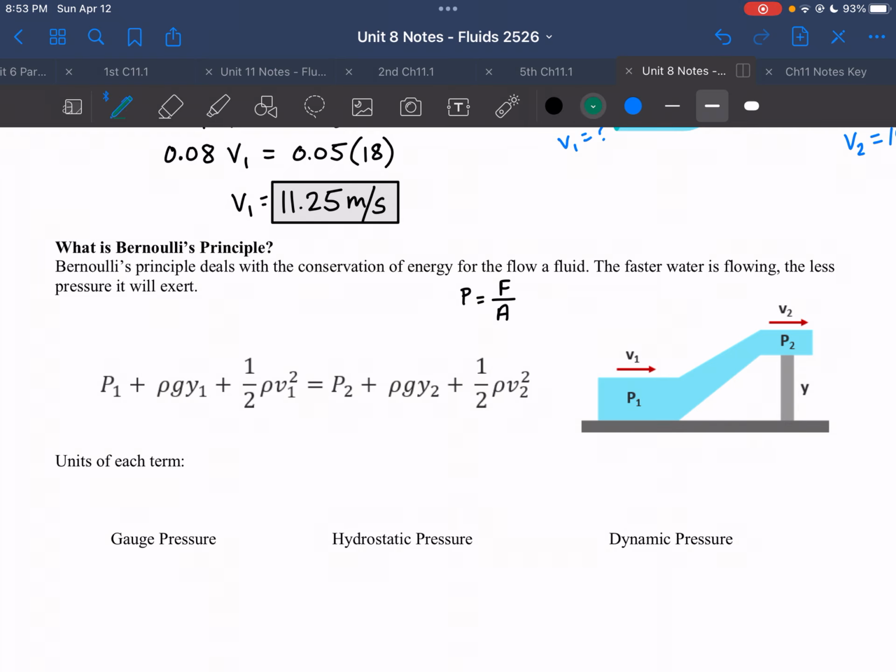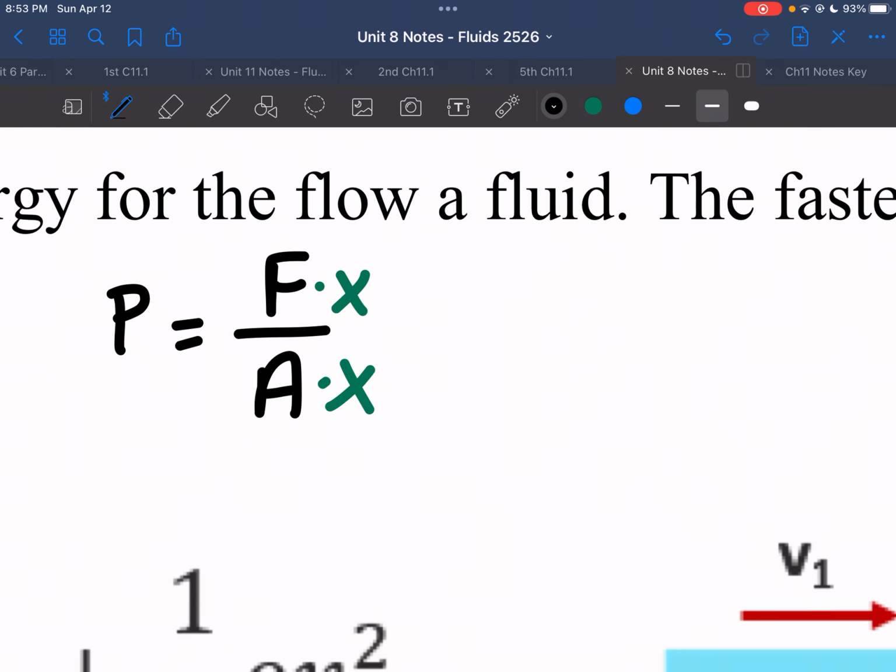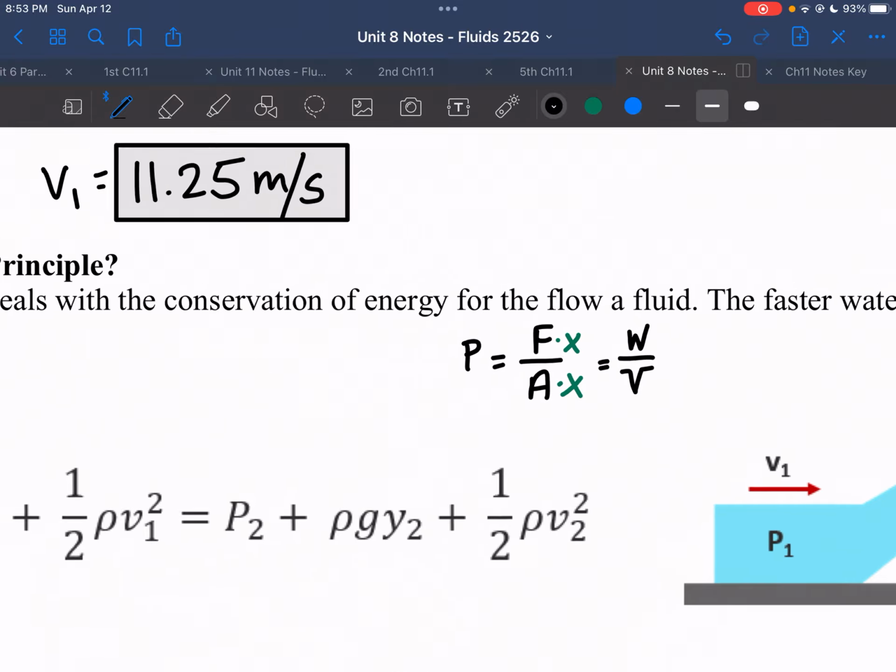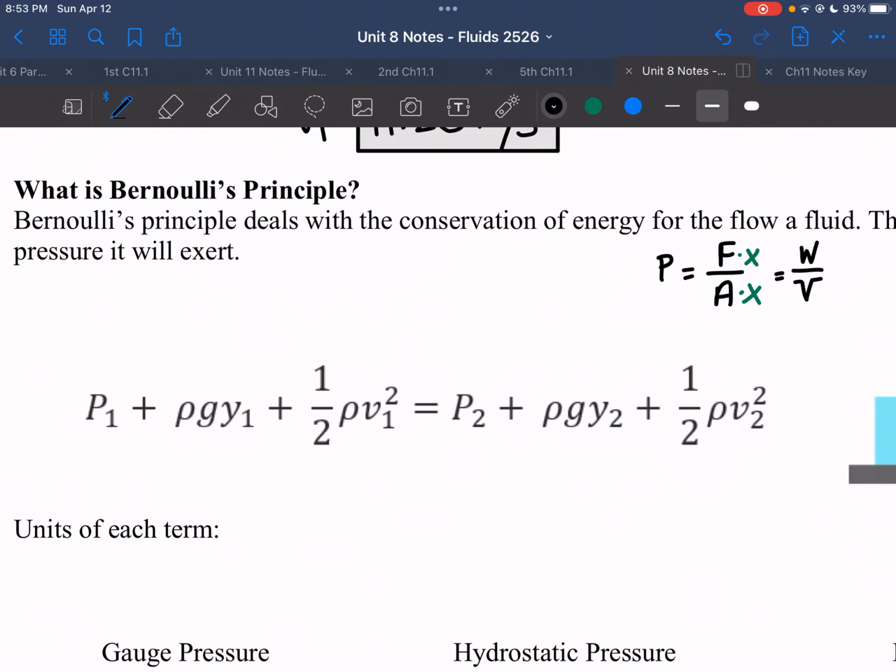Well, I know that if I multiply force times some distance on the bottom and top, that's not actually changing my problem at all. But force times distance is work. And area times a distance, that's an area times some depth, so that's going to be the volume. Work divided by volume is this very first piece right here. That's pressure. So this right here is the work done divided by the volume.